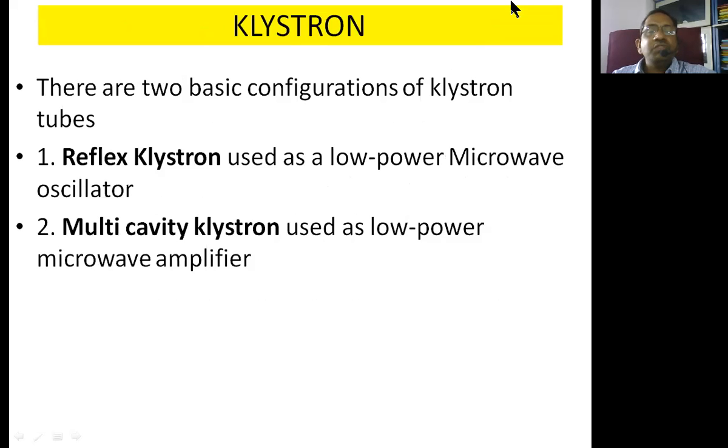In the syllabus, we have two things: one is called the reflex klystron and the other is the multi-cavity klystron amplifier. These two we have in the syllabus, therefore we discuss only these two configurations of the linear beam tubes. There are two basic configurations of klystron tubes. One is the reflex klystron, basically used as a low power microwave oscillator, so it generates the oscillations. The next one is the multi-cavity klystron, used as a low-power microwave amplifier.